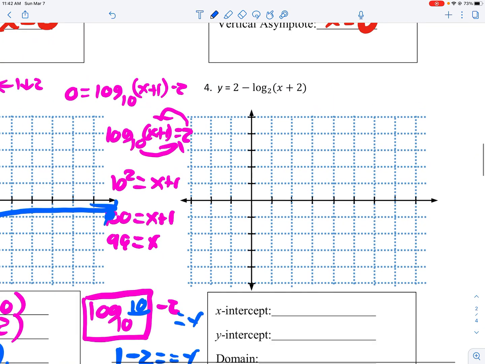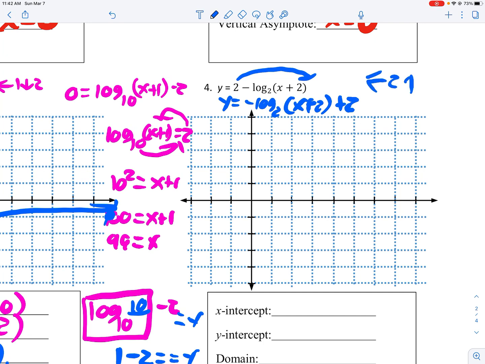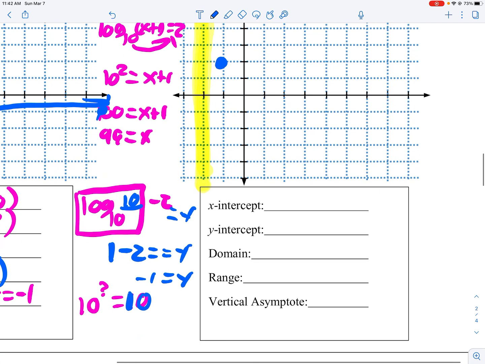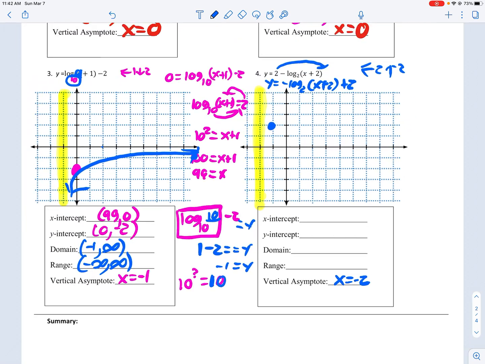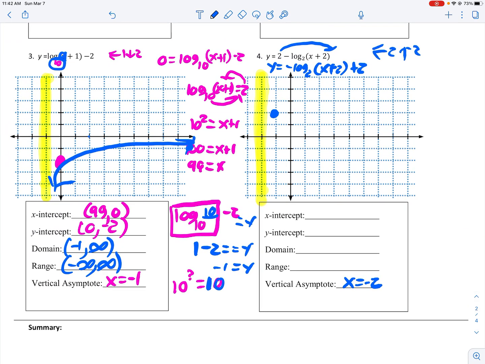Last example. I'm going to move this 2 back here. So you have y equals negative log base 2 of x plus 2, plus 2. So this has been shifted left 2 and up 2. So instead of being at 1, 0, go left 2 and then up 2. And then that means my vertical asymptote is now at negative 2 because it's been shifted left 2 as well. So hopefully you should be able to tell me what the range is already.